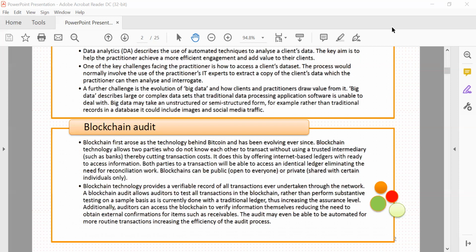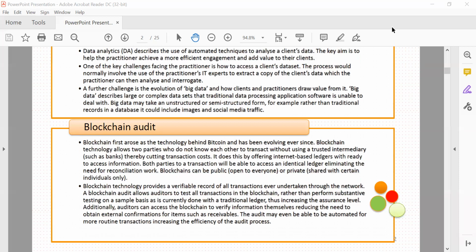So one of the things that blockchain does is it provides a verifiable record of all the transactions that have been done through the network. And so when auditors are testing transactions, rather than perform a test on a sample, it allows the auditors to test all transactions in the blockchain, and that increases the assurance level.